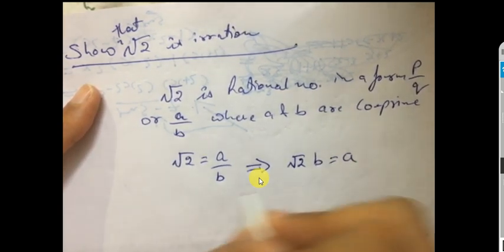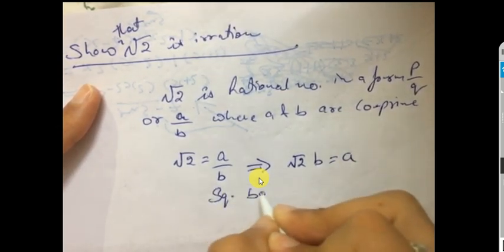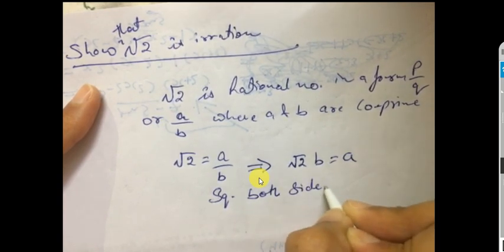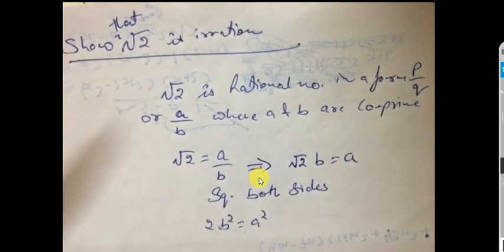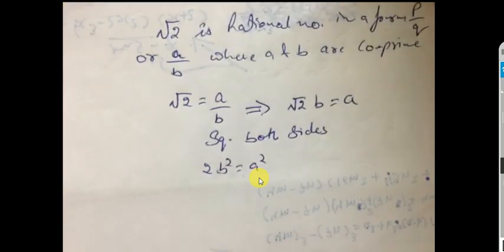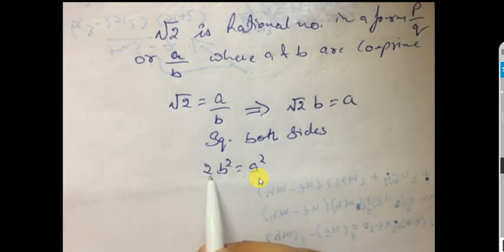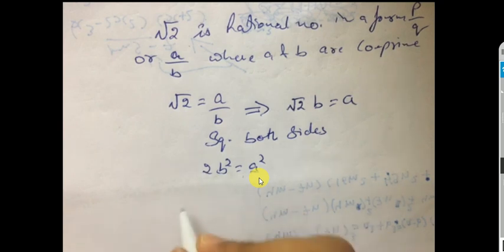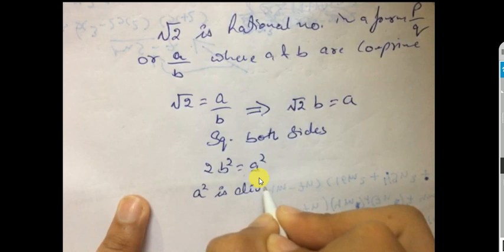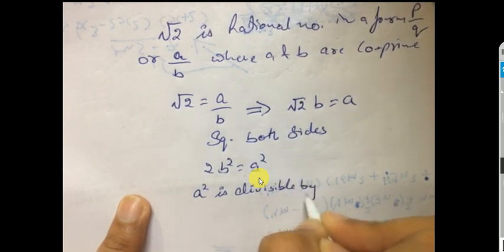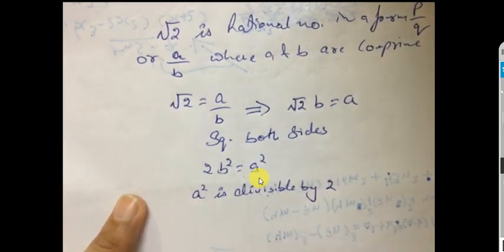Now on squaring both sides, we'll get 2b square equals a square. Now again through Euclid's division lemma, we get to know that this a square is divisible by 2.